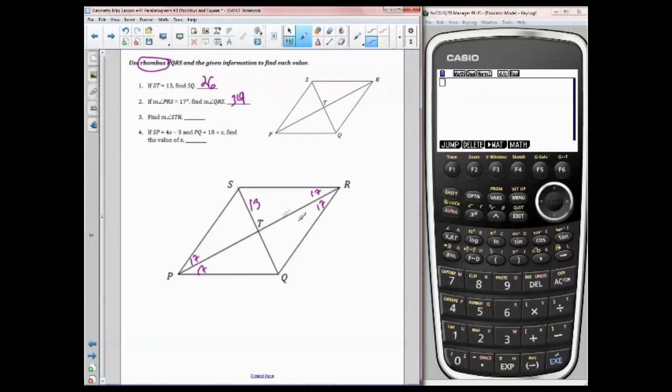STR. Find the measure of STR. Another property is that since these are perpendicular, this is going to be 90. And let's take a look at this last one. Let me erase all this.